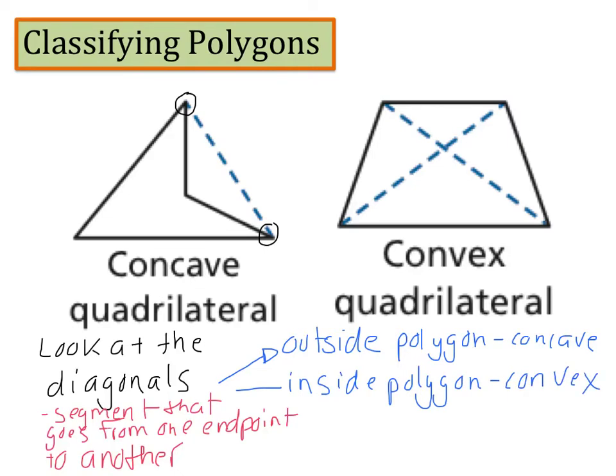So to determine whether a polygon is concave or convex, first look at the diagonals and then analyze if any of the diagonals go outside, it's concave, and if all of the diagonals stay inside, it's convex.